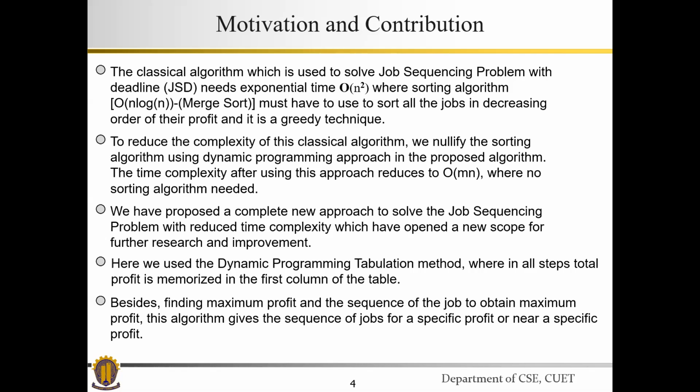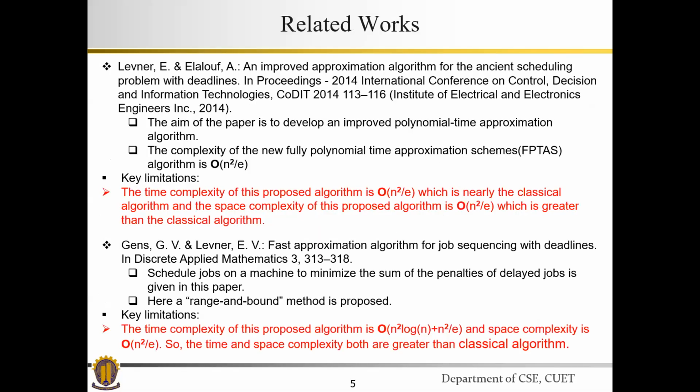In the dynamic programming tabulation method, in all steps the total profit is memorized in the first column of the table. This is for finding the maximum profit and the sequence of the jobs. To obtain the maximum profit, the algorithm gives the sequence of jobs for a specific profit or near a specific profit.